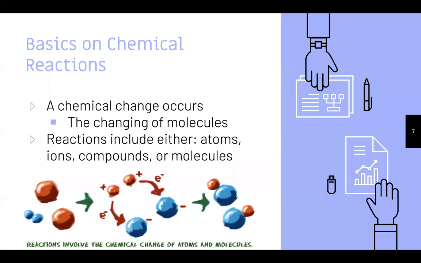So the basics of chemical reactions: chemical change occurs. The changing of molecules; the reaction either includes atoms, ions, compounds, or molecules. Down below is a picture showing that it involves the change of atoms and molecules, right? You can see from the left to the right that something happens, some change. You see that there's positive and negative there, protons, electrons, some charge is happening to change that configuration.